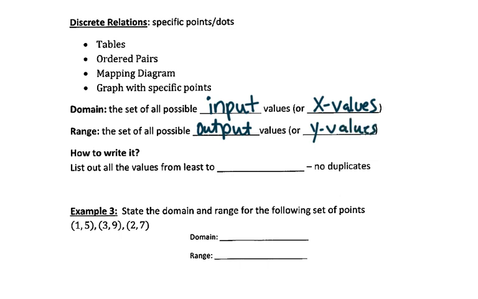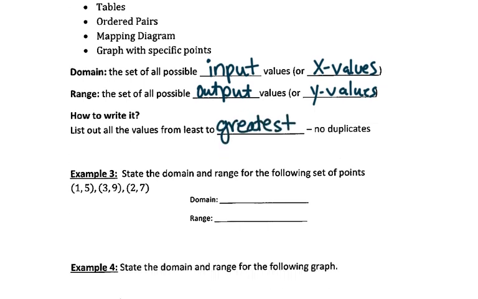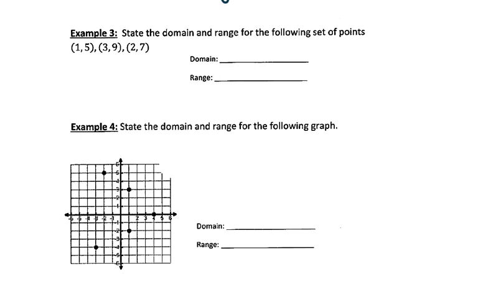So how do we actually write domain and range? Well, we're going to list out all the values from least to greatest, and we're going to make sure that we don't do any duplicates. So let's take a look. State the domain and range for the following set of points. So this is discrete. I know we're in the discrete section.